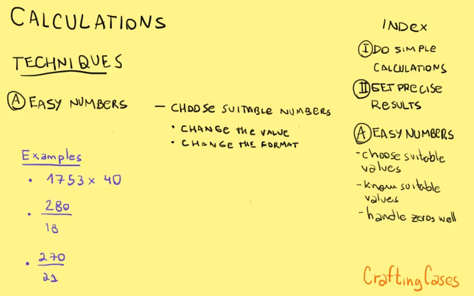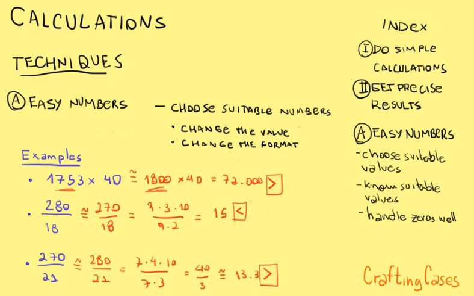Choosing suitable numbers involves changing either the value or the format of the number you're using. If you're changing the value, use a value that is similar to the one you're trying to use, but that is easier to get around with. You could change the value to a better one or simply round it. For instance, you could decide to use 1800 rather than 1753. Or else, you may decide to use 270 rather than 280 if you're dividing it by a multiple of 3, or 280 rather than 270 if you're dividing it by a multiple of 7.